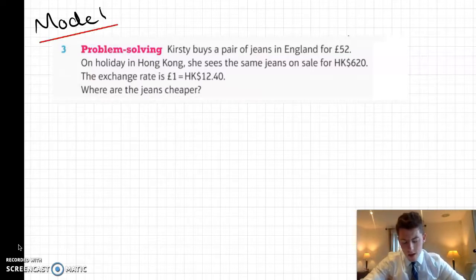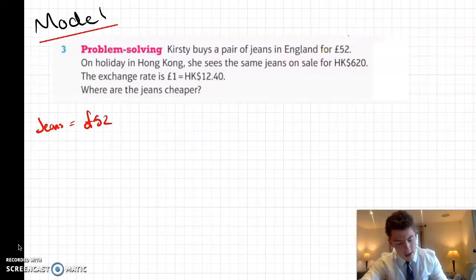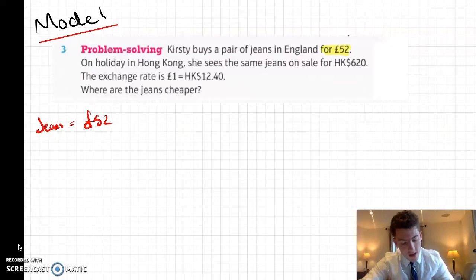Okay, Kirsty buys a pair of jeans in England for £52. Okay, so what do we know? Jeans, £52. Okay, great. Highlight that here. On holiday in Hong Kong, she sees the same pair of jeans on sale for 620 Hong Kong dollars. The exchange rate is £1 is 12.4 Hong Kong dollars.